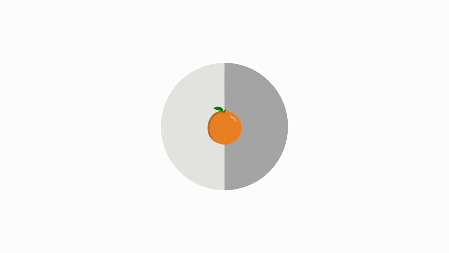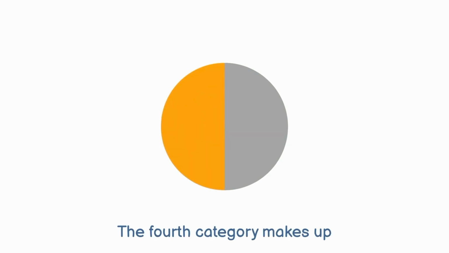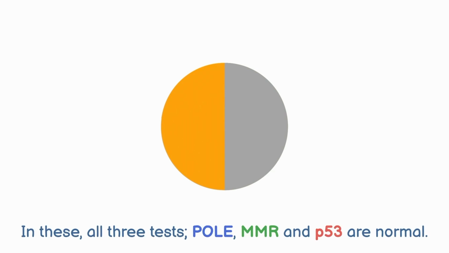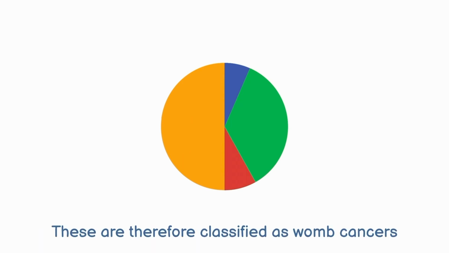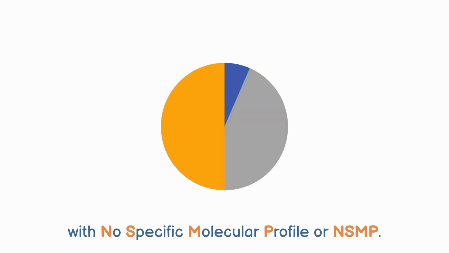NSMP. The fourth category makes up about half of all womb cancers. In these, all 3 tests, POLE, MMR, and P53, are normal. These are therefore classified as womb cancers with no specific molecular profile, or NSMP.